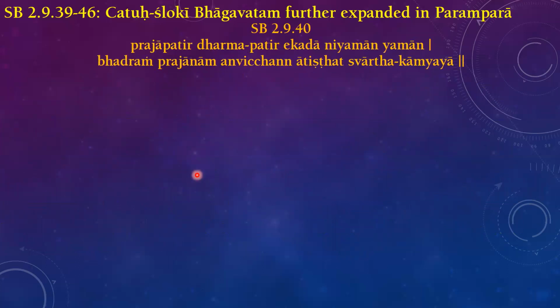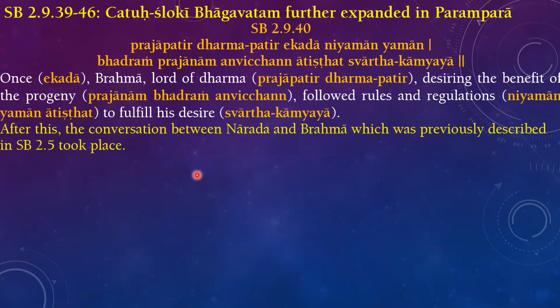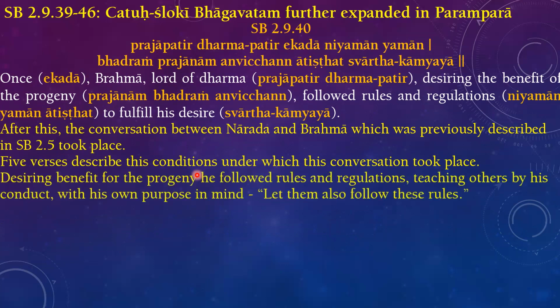Prajapatir Dharmapatir Ekada Niyaman Badram Prajanam Anvichan Ahtita Sartakamya. Once Brahma, Lord of Dharma, desiring the benefit of the progeny, followed rules and regulations to fulfill his desire. Brahma is the teacher. He always wants the benefit of everyone. So he follows his rules and regulations very strictly, without any doubt. After this, the conversation between Narada and Brahma, which was previously described in 2.5, took place. Five verses describe the conditions under which this conversation took place. Desiring benefit for the progeny, Brahma followed the rules and regulations, teaching others by his own personal conduct.